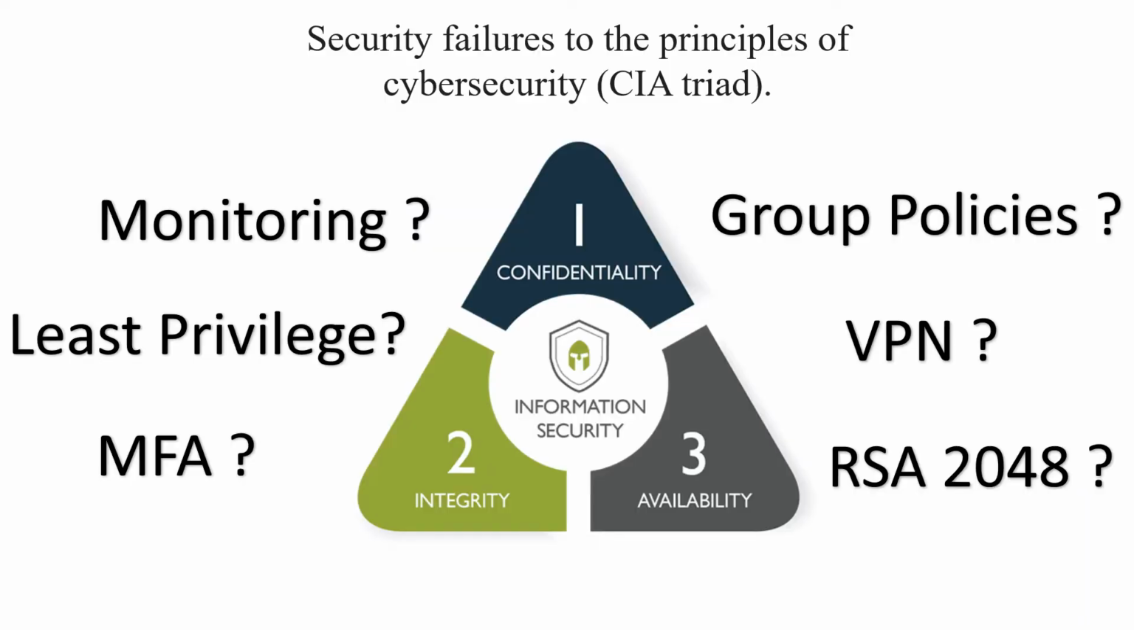Cybersecurity CIA triad: monitoring, least privileges, MFA, group policies, VPN, encryption. What are they? The CIA triad is a model for organizations to apply these policies in information security. The key components are confidentiality, integrity, and availability.